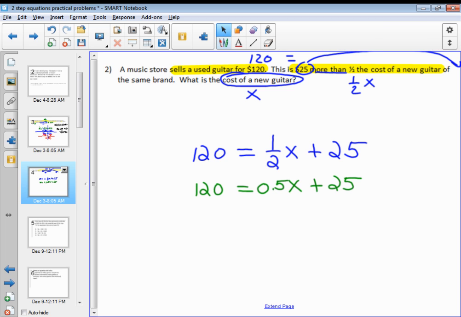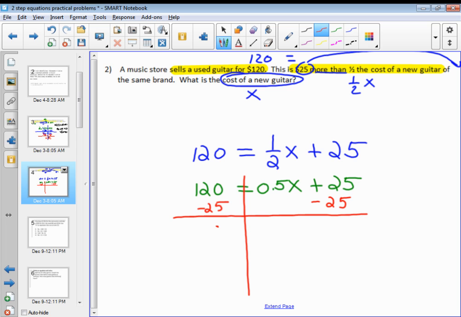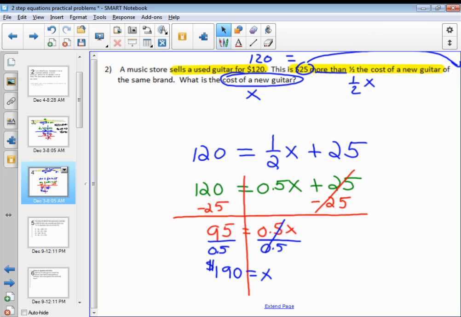Now we have an equation that we've seen and can solve using the two-step method. So our first step, using inverse operations, we need to subtract 25 from both sides. When we do that, we get 95 equals 0.5x. Since 0.5 is my coefficient, I need to divide both sides by 0.5. And that leaves me with an answer of 190 equals x. Again, make sure you have a unit. In this case, we're talking about dollars, so the dollar symbol works.